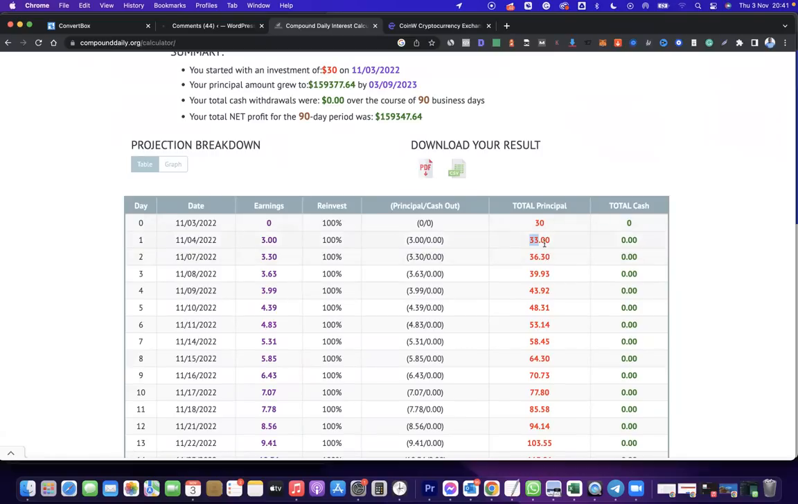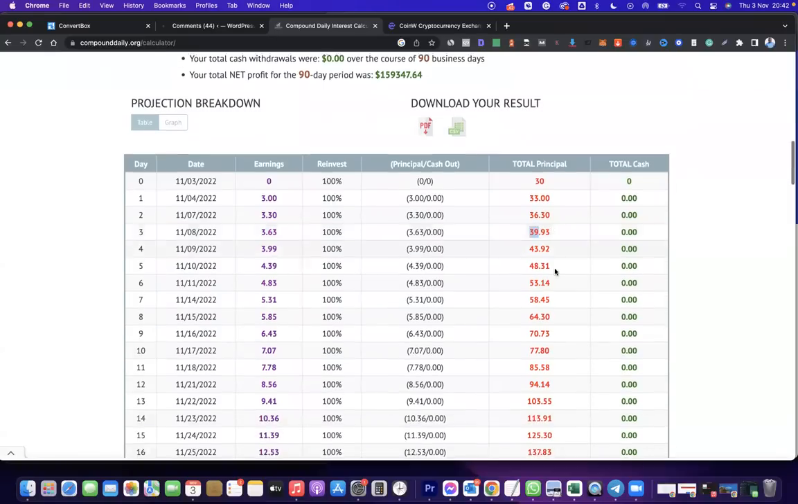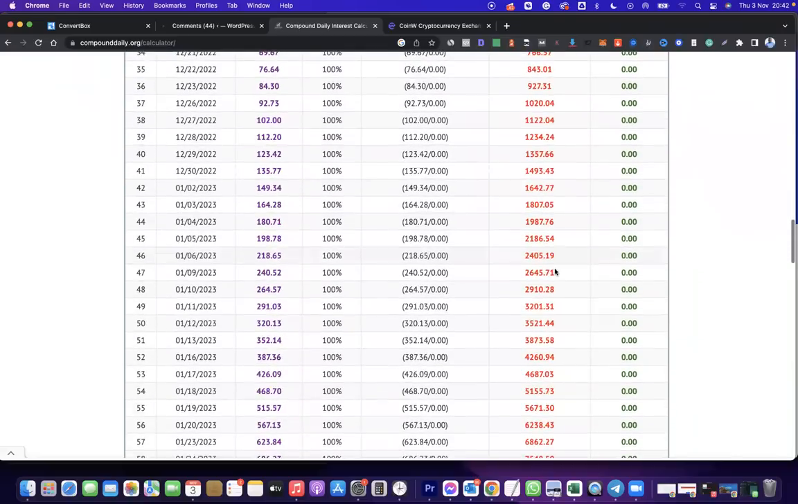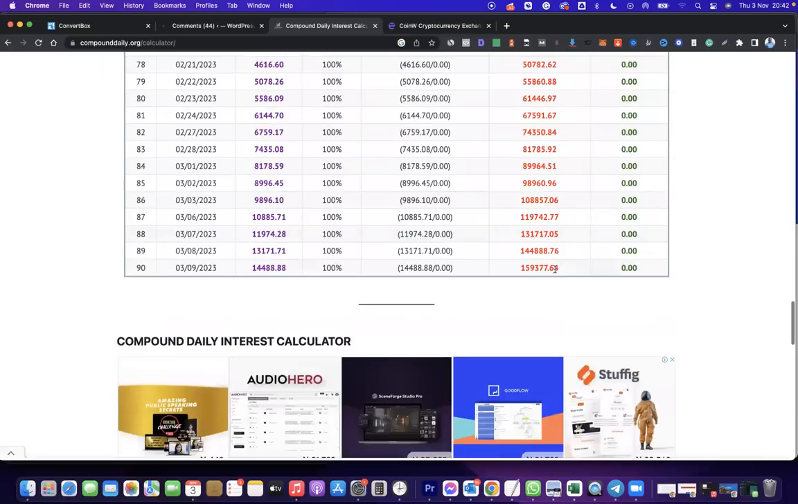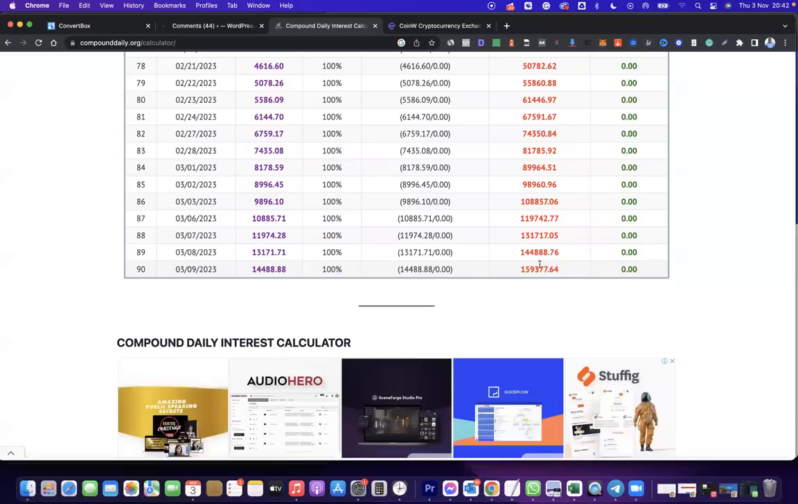So we have $3 here plus the $33, we have $36 here. So the $36 is going to make us 3.63 cents. So when we add that to 36.30, we're going to have 39.93 here. So this is how it keeps accumulating on a daily basis. And eventually, after the 90 days, this is what we are going to be having.